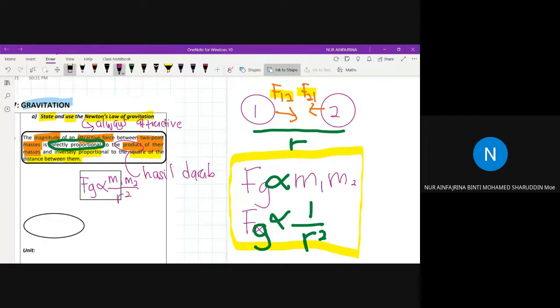Okay, or we can write it this way. Is my mic wheezing? Kenapa Miss rasa macam wheezing. Guys, okay ke?